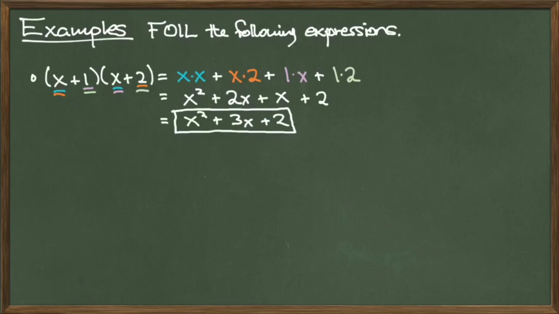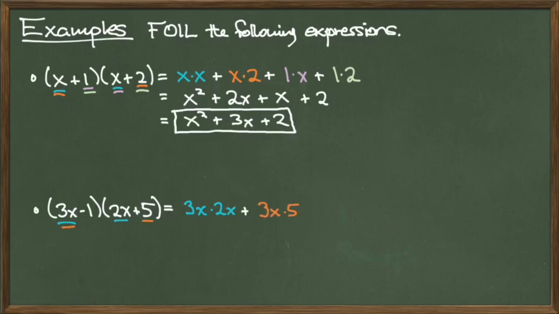So once you drop the letters, this isn't too bad of a process because things tend to simplify and condense to a nice answer. But practice makes perfect, so let's do another example. Consider the multiplication of the polynomials 3x minus 1 times 2x plus 5. Just like before, locate our first terms, which give 3x times 2x. Our outer terms give 3x times 5. Our inner terms give minus 1 times 2x. And then our last terms give minus 1 times 5.